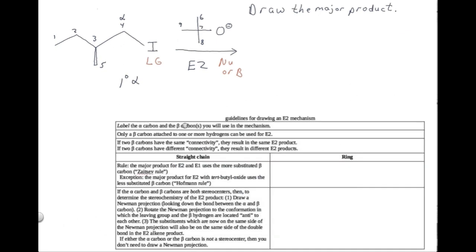We want to label the alpha and beta carbons. So in this problem, there's only one beta carbon. Carbon 3 is the only beta carbon, so clearly that's the beta carbon that we're going to use for this reaction.